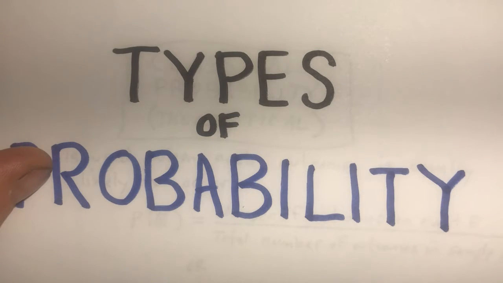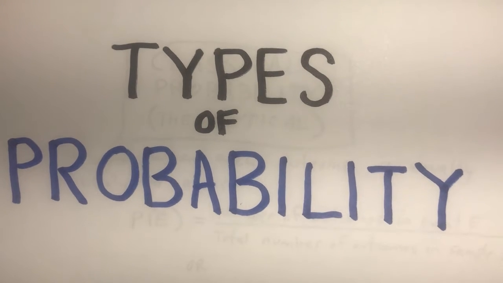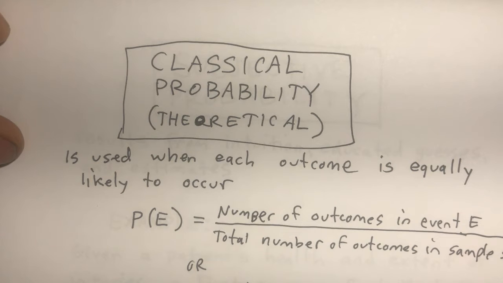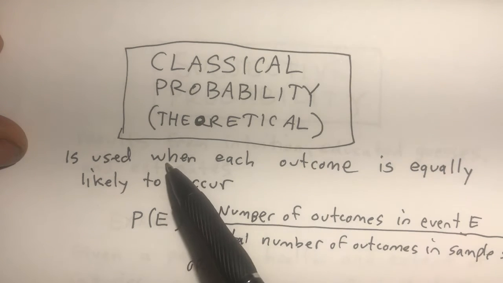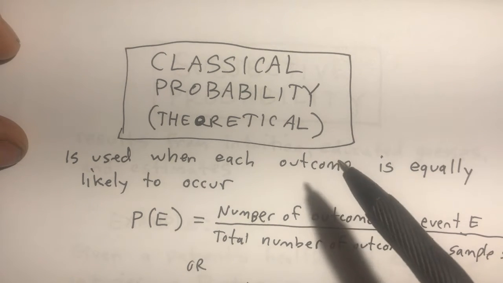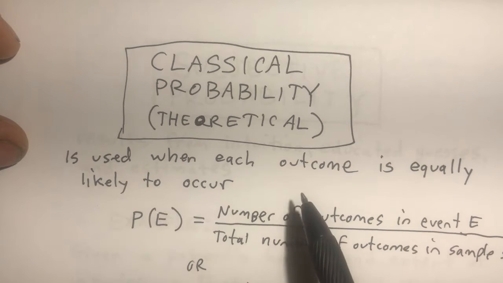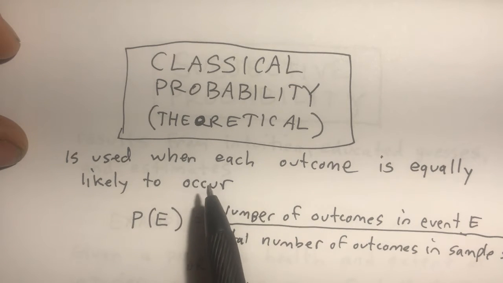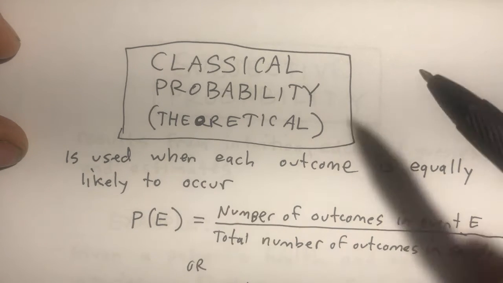All right, today we're looking at types of probability. There's 3 types of probability that we're going to look at. The first type is classical probability or theoretical probability. This is used when each outcome is equally likely to occur. In theory, what should happen?